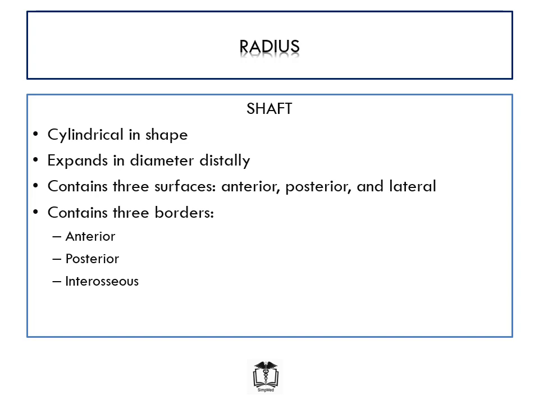The shaft of the radius connects the proximal and the distal end of the radius. The shaft of the radius is the longest part of the radius. It is cylindrical in shape. Please do remember the shape because this is distinct from what we see in terms of the shaft of the ulna. The shaft of the radius expands in diameter as we go from proximal to distal. So from the proximal end to the distal end, the diameter of the shaft of the radius increases.